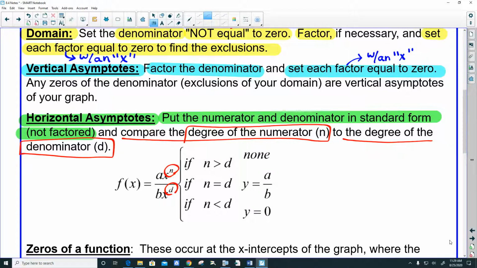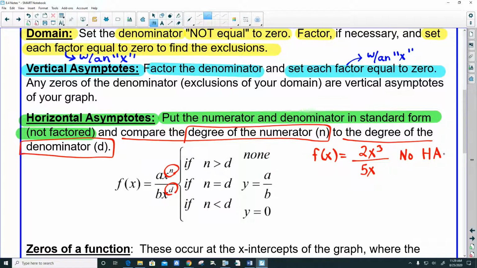In the scenario where n is greater than d, you can see right across from that it says none. So that means if you had a problem, I'm just going to give an example here. Let's say that your equation was 2x cubed over, we'll just say 5x, okay? You can see that the degree of the numerator is 3, the degree of the denominator is 5. Clearly, the numerator degree is greater than the denominator degree. That is when I would say that there are no horizontal asymptotes.